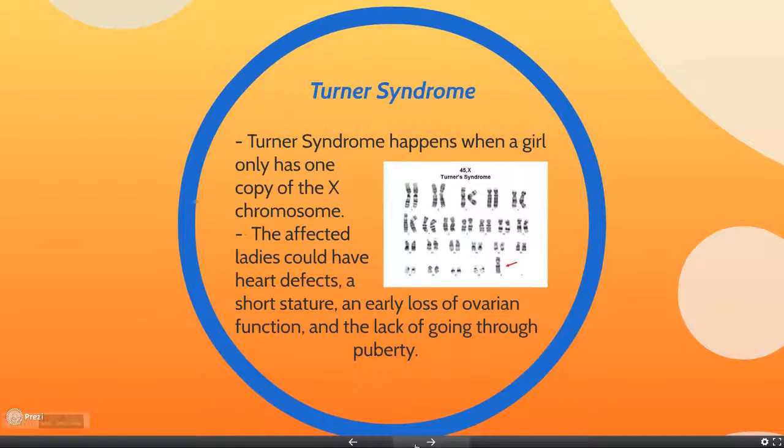Turner syndrome happens when a girl has only one copy of the X chromosome. Normally, females have two X chromosomes. However, with this disorder, one X chromosome is missing or altered. The affected ladies could have heart defects, a short stature, and a lack of going through puberty.